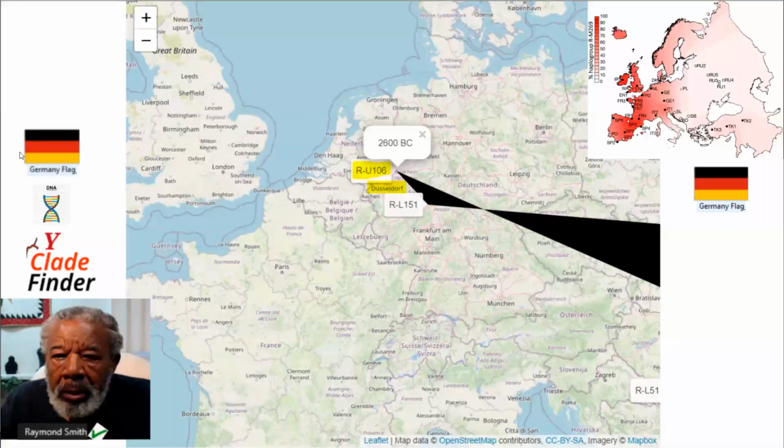This is a European ancestor. That's the line, the male line for Raymond. And if it's the male line for Raymond, it's going to be that line for all of the ancestors going back on that line as well.